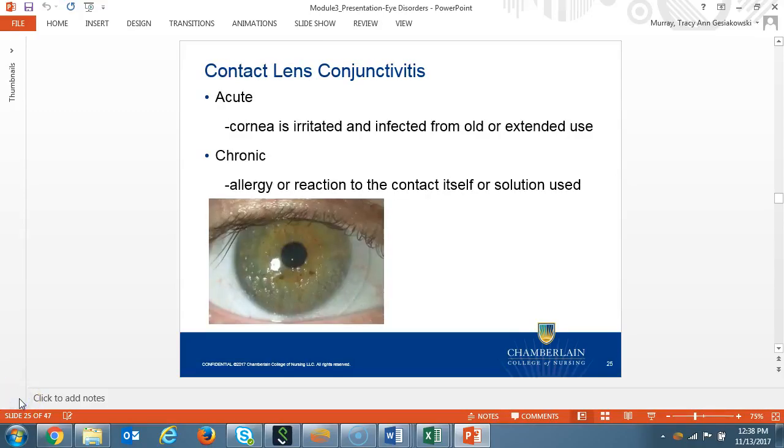Contact lens conjunctivitis can be either acute or chronic. In an acute infection, the cornea is irritated and infected from lenses that are dirty or old, usually from wearing over an extended time. Chronic cases develop from an allergy or reaction to the contact lens itself or the solution that's being used.